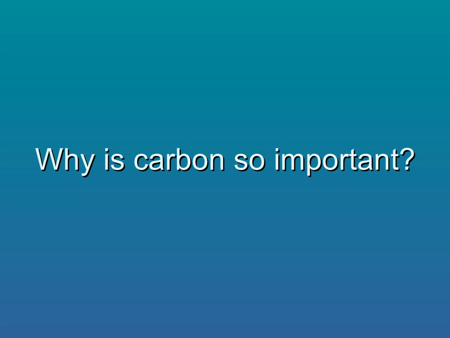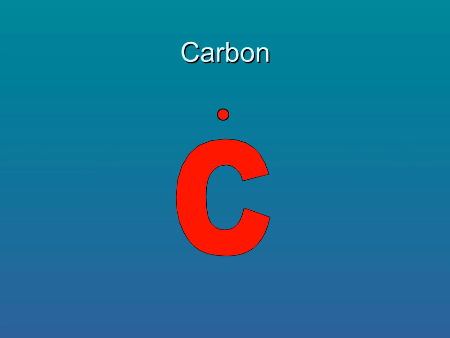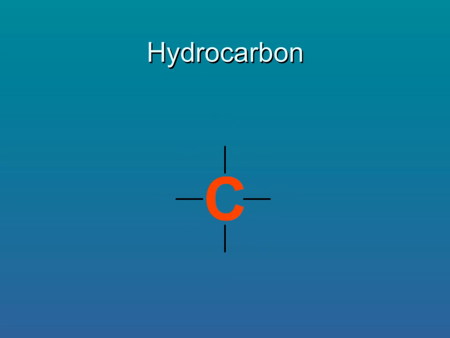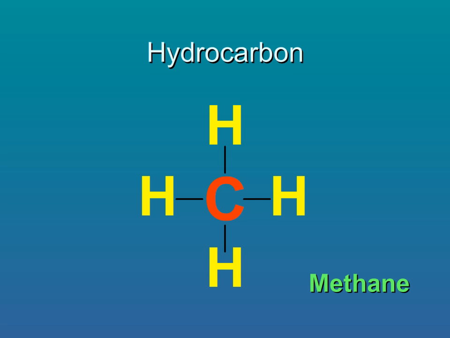All life forms are carbon-based. This is due to the bonding characteristics of carbon. Carbon has 4 valence electrons and can complete its outer shell by forming 4 covalent bonds. It can form 4 bonds with 4 hydrogen atoms to produce a methane molecule. This is the simplest hydrocarbon. Hydrocarbons consist of only carbon and hydrogen atoms.